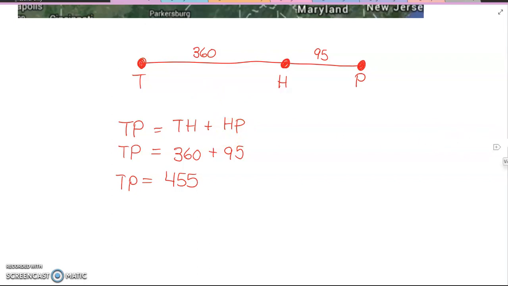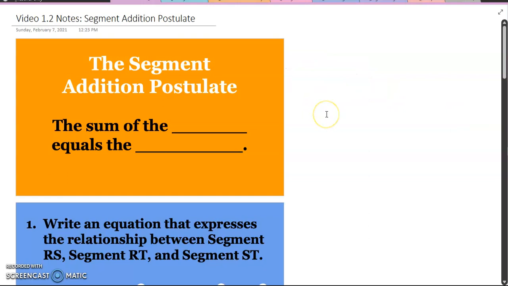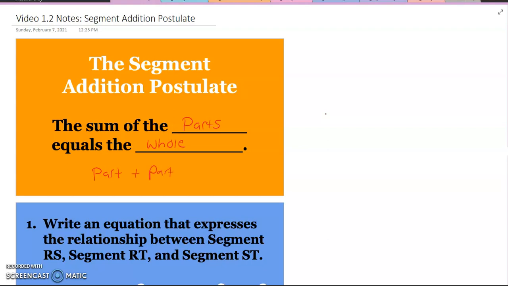So let's take a look at some of our notes then. The segment addition postulate is the sum of the parts equals the whole. Another way to think about this is if I give you a part of a segment and another part of the segment, and you add those together, you're going to get the length of the whole segment, which is exactly what we did in the Philadelphia, Harrisburg, Toledo example.